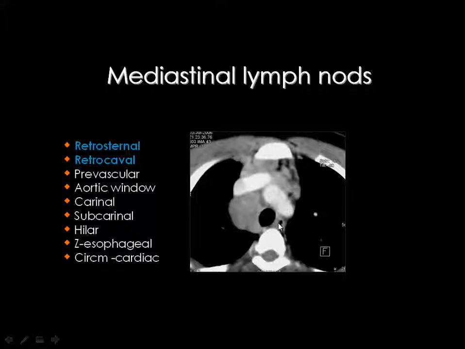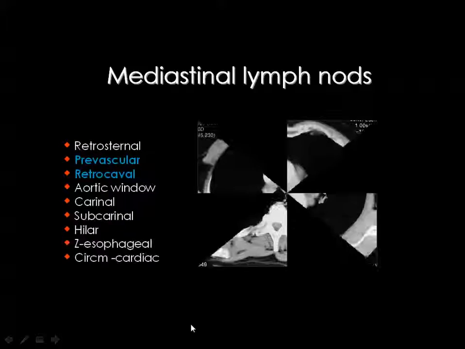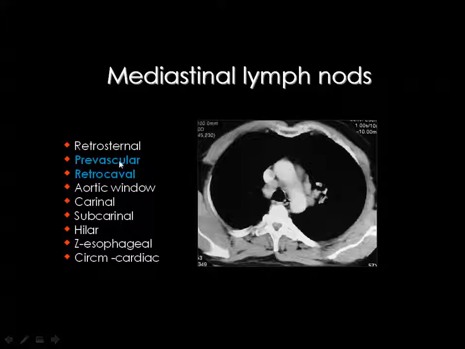This is the trachea and this is the esophagus. Then you come to the prevascular lymph nodes, which are located along the arch of the aorta. These are the prevascular lymph nodes, and this is the retrocaval lymph node.